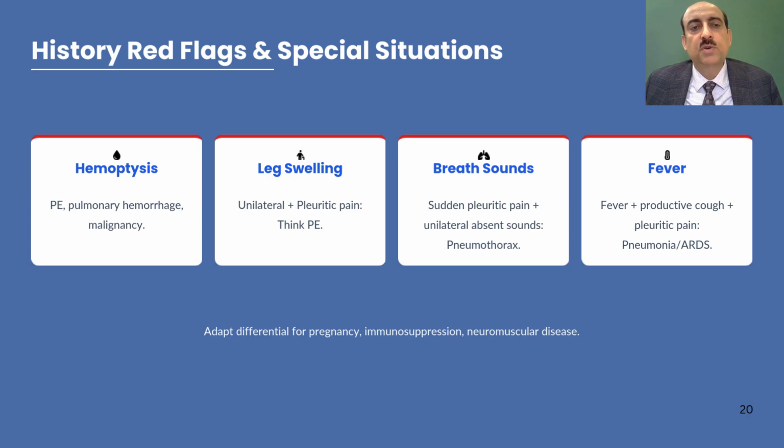So quickly putting together the red flags: any shortness of breath with hemoptysis, think of pulmonary embolism, malignancy, or pulmonary hemorrhage. Shortness of breath with leg swelling, think of DVT and pulmonary embolism, especially if it's unilateral leg swelling. If it's bilateral, think of heart failure. If you've got reduced breath sounds on one side and shortness of breath, think of pneumothorax. If there is a history of fever, especially acute, with productive cough and pleuritic chest pain, think of pneumonia.